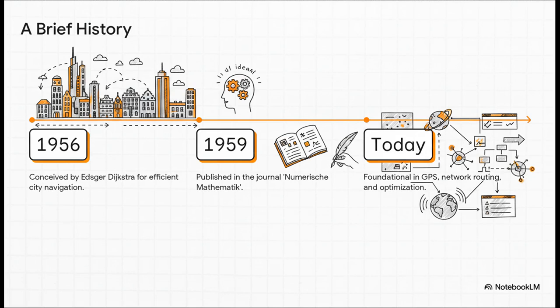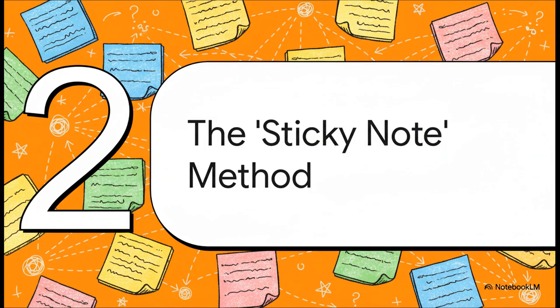And this brilliant idea has been with us for a while. It came about back in 1956 from the mind of Dutch computer scientist Edgar Dijkstra. And he wasn't trying to solve some abstract math problem. He was literally just trying to figure out the shortest way to travel between cities in the Netherlands. From that very practical need, he built an algorithm that is now the absolute bedrock of GPS, internet routing, you name it. Its simple elegance is just timeless. So how in the world does it actually work?